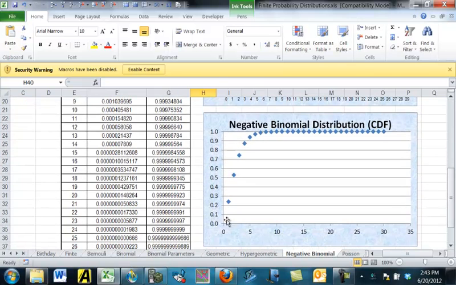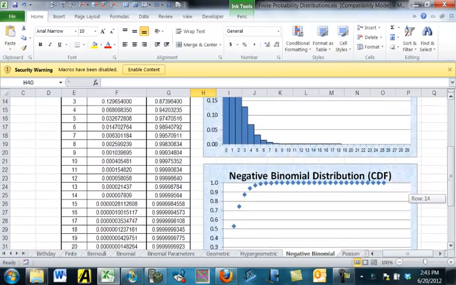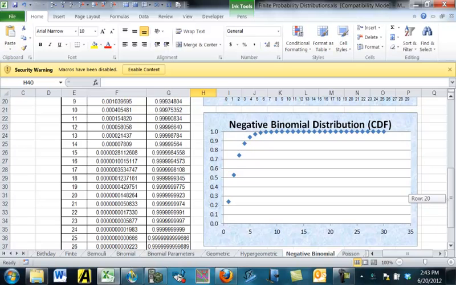As with all CDFs, it starts at 0 here. It didn't have a dot here, but there would be a dot at 1 at 0 here. It's actually 0 all the way up to this point right here, all the way up to 0 actually. And there should be a dot there, and then it goes on up from there.